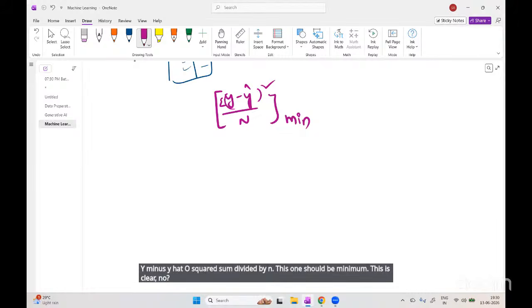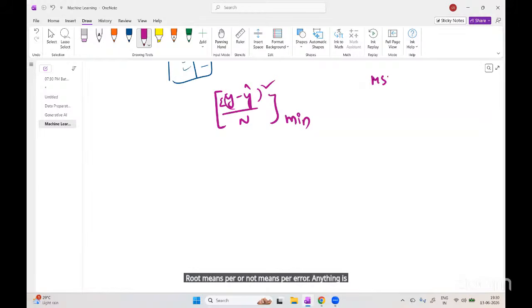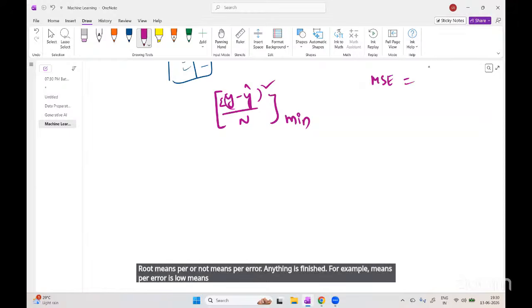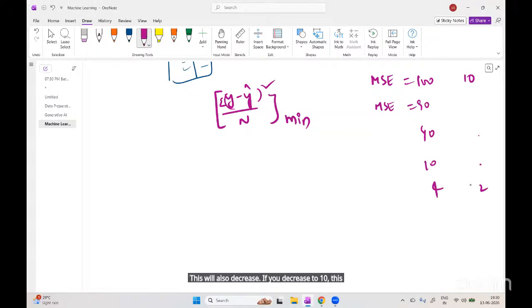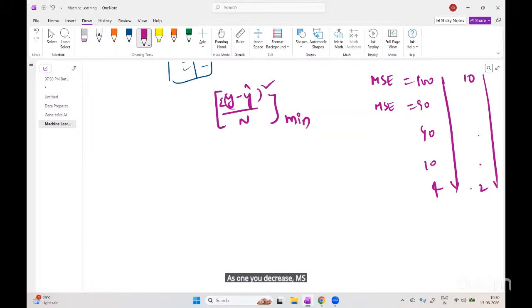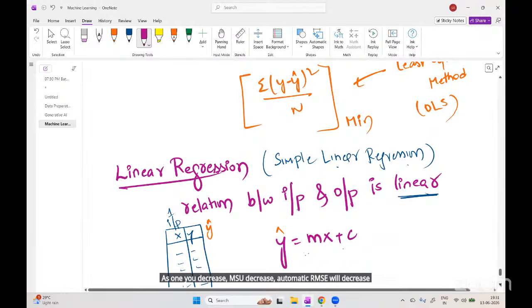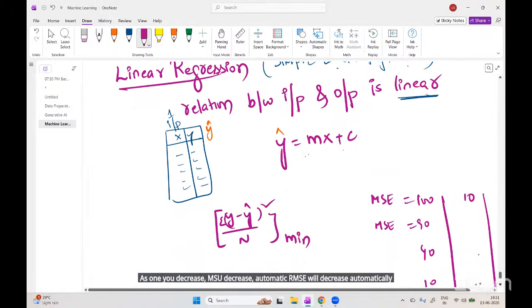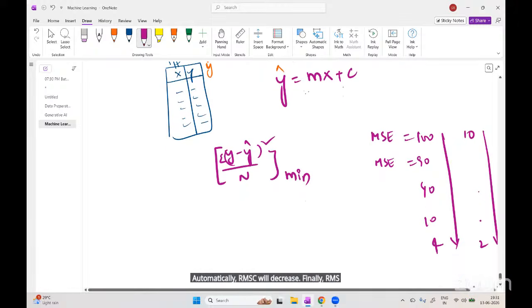Root mean square error or mean square error, anything is fine. For example, if mean square error is low, automatically root mean square error will also be low. For example, mean square error is 100. What is RMSE? 10. Now, if you reduce this MSE to 90, what is RMSE? Increase or decrease? This will also decrease. If you decrease to 40, this will also decrease. If you decrease to 10, this will also decrease. If you decrease to 4, this will also decrease. As you decrease MSE, automatically RMSE will decrease.